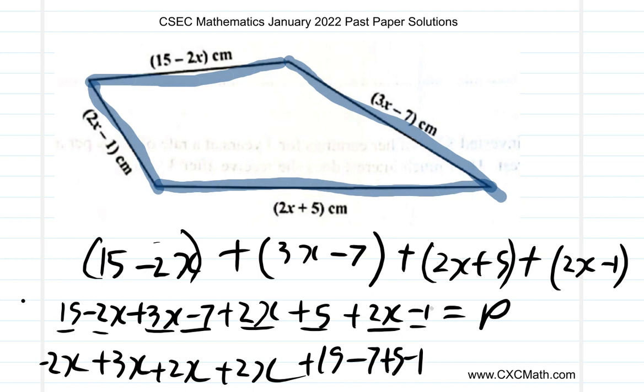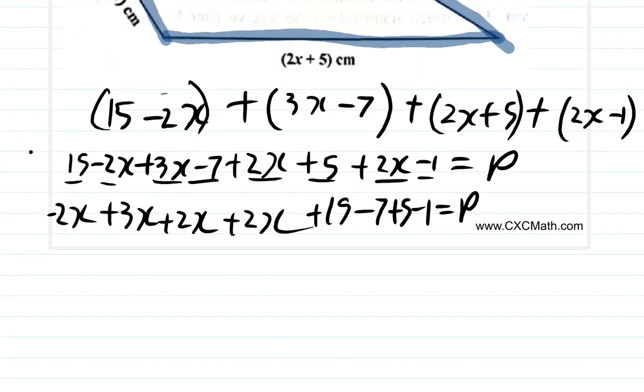Alright, you have to be careful now that you don't miss out anything. Alright, equals P. Doesn't seem as if we missed out anything. So negative 2x plus 3x is what? It's going to be positive 1x. 1 plus 2 is 3x. 3x plus 2x is 5x. So it's 5x.